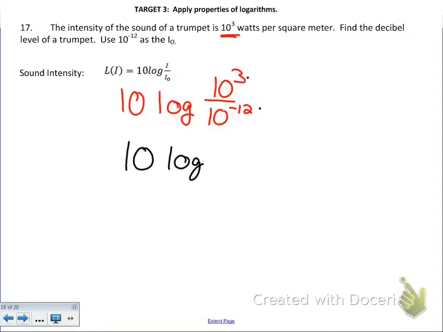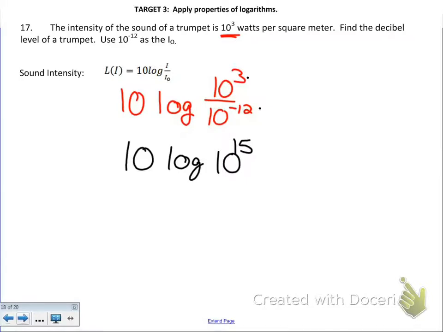What do you do when you have an exponent over another one? Yes, we subtract. Maybe that's where we got the dividing parts for the logarithms when we do the expansions and condensing problems. It's this philosophy. So we do 3 minus a negative 12. That gives us 10 to the 15th.